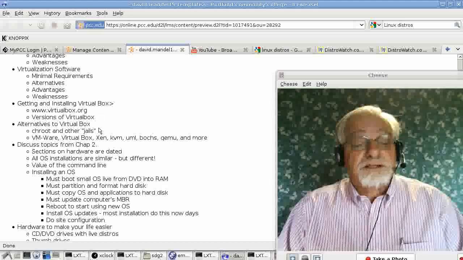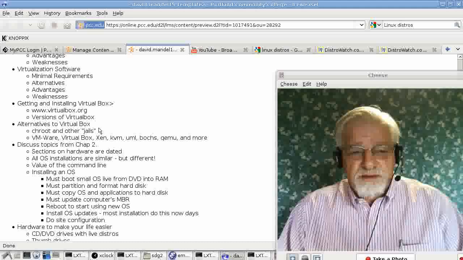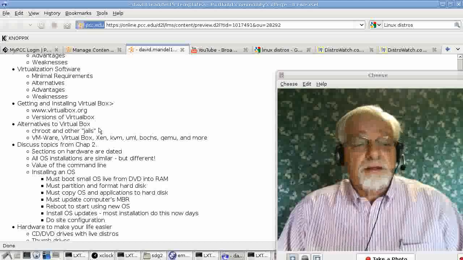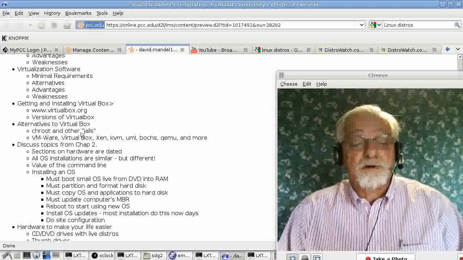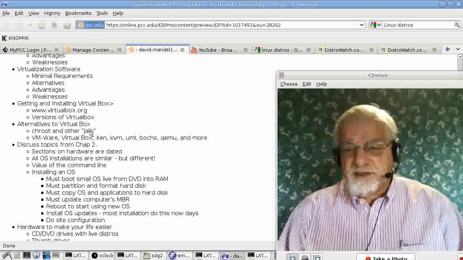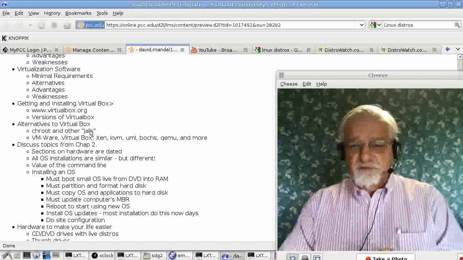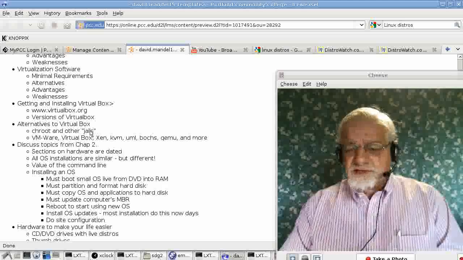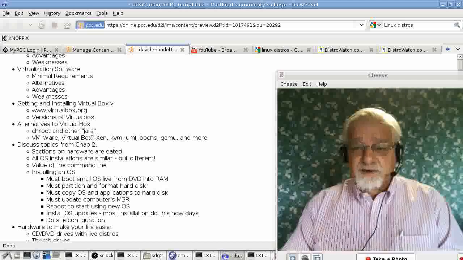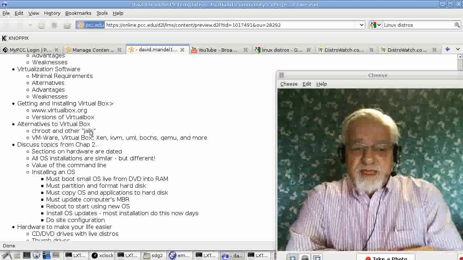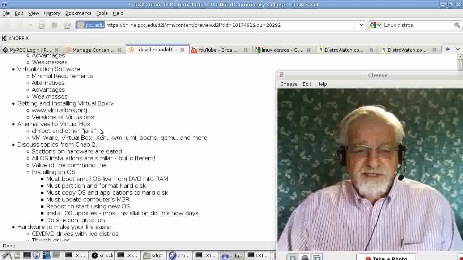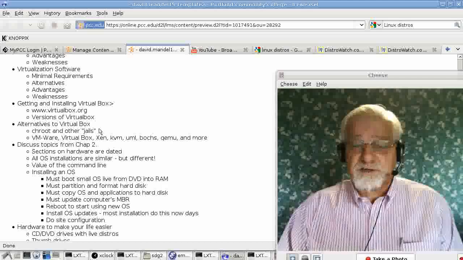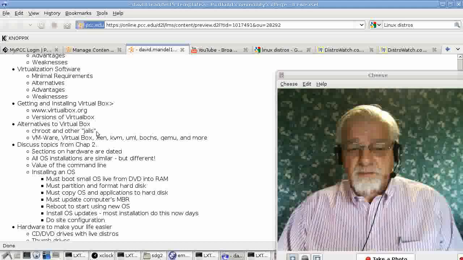Alternatives to VirtualBox. Virtualization is a huge field right now. There are many alternatives to VirtualBox. Some of the better known, there's a system called chroot or other jails, especially BSD jails, which only work for the BSD operating systems, not for Linux. But that's sort of an almost virtualization that is at a level where it runs really fast. We may talk about that sometime later in the class, or possibly you'll talk about that in the network class when you talk about the bind DNS.